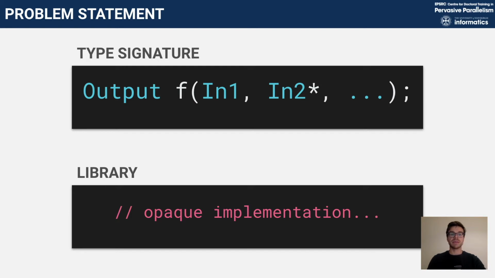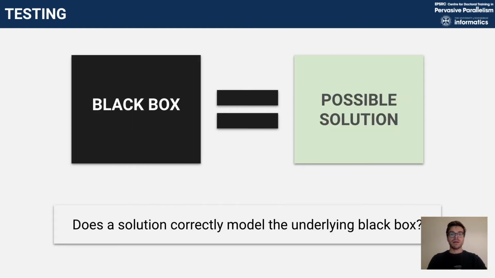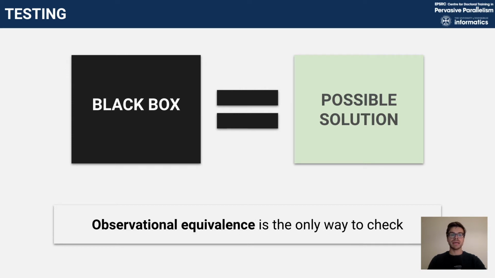Next, we have to think about correctness of potential solutions to the synthesis problem and what it means for them to be correct. For a potential solution, the question we're really asking is, does it correctly model the behavior of the underlying black box? And the only way we can tell this is through external observations of their behaviors. And so observational equivalence is the only way we have to determine correctness of potential solutions.